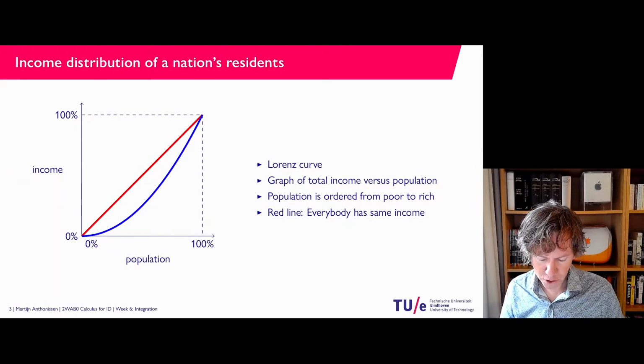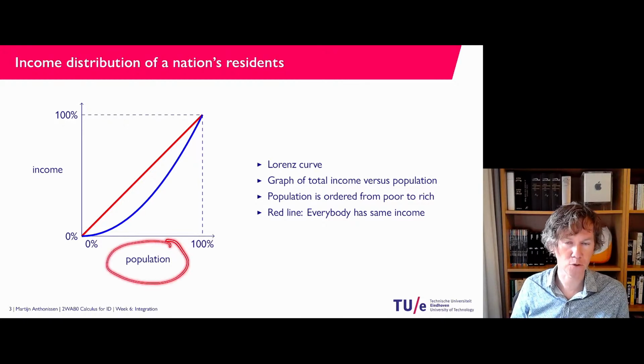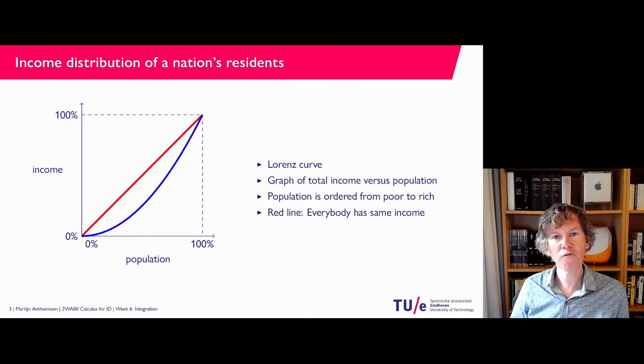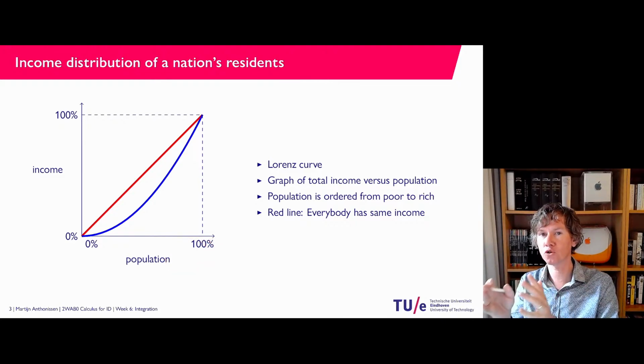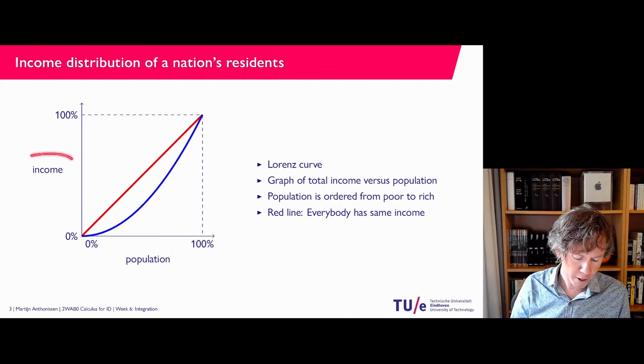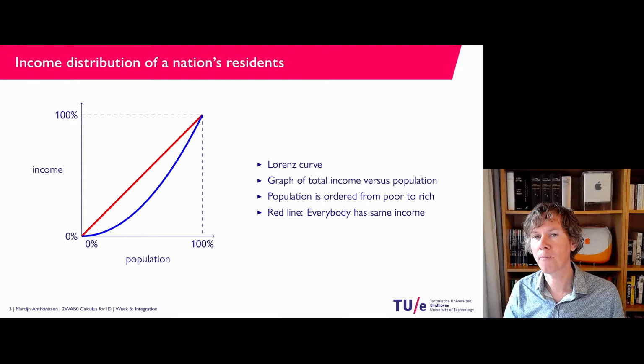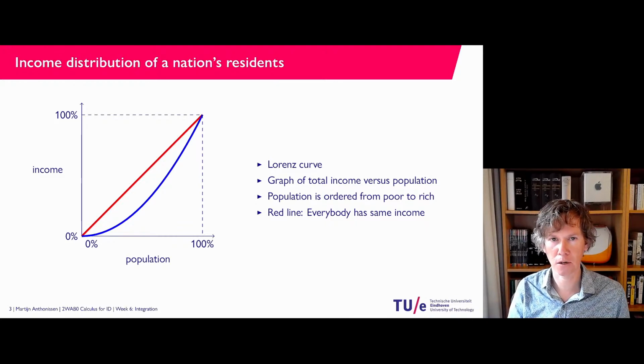So let's first look at this income distribution. The way that is measured is you can make a plot where on the horizontal axis you put the population in a country and you put them in order from poor to rich. So here on the left are the poor people and here on the right are the rich people. So the amount of poor versus rich people. The poorest people are on the left and the richest people are on the right. On the vertical axis we put the income, the total income in a country. So if everybody would earn the same amount of money, then we would have this red, basically y equals x graph. That means that everybody has the same income.